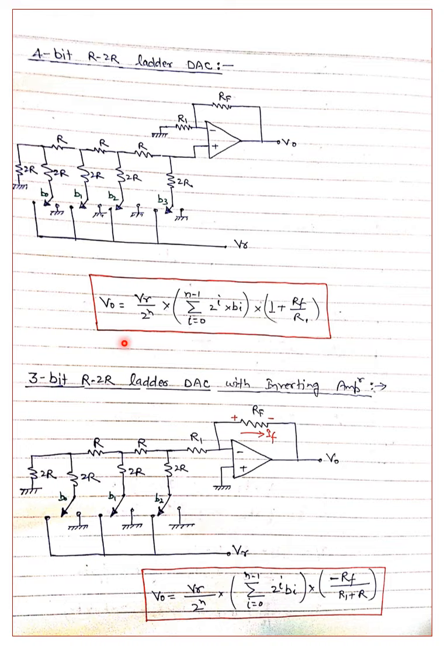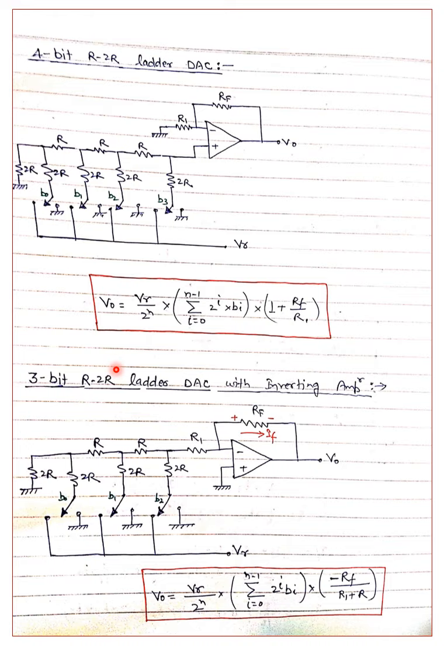Similarly, we can design a 3-bit R2R ladder DAC with an inverting amplifier. You can see here the configuration of the operational amplifier is inverting, and there is a 3-bit number where B2 is connected near the reference voltage. So B2 is the most significant bit, whereas B0 is the least significant bit.